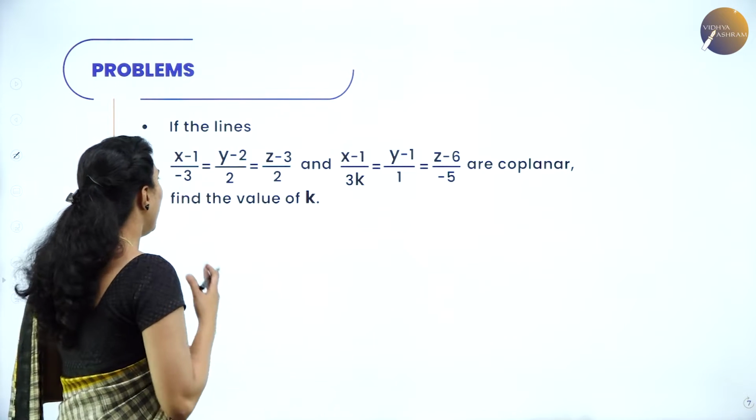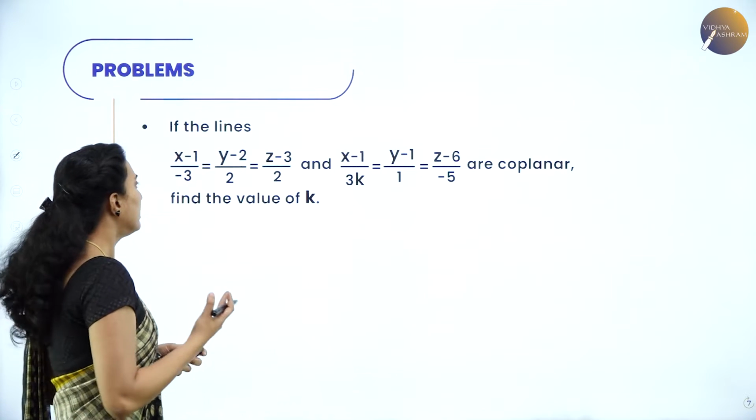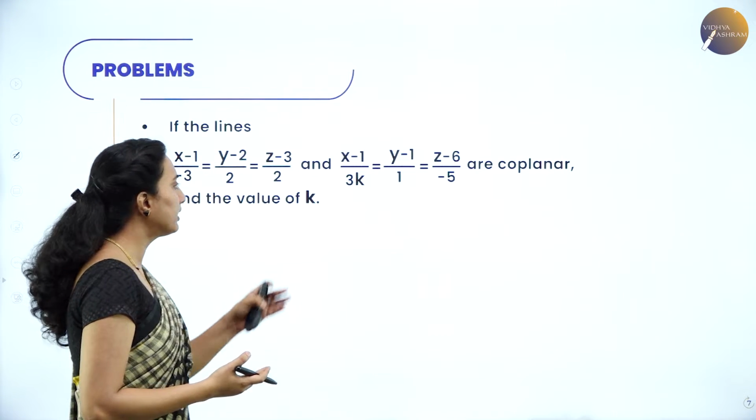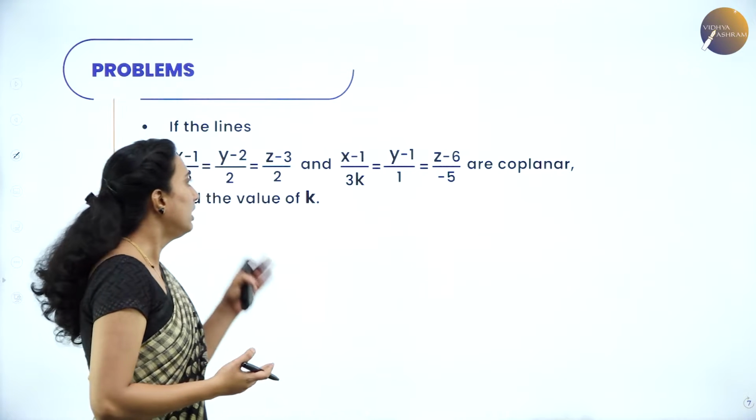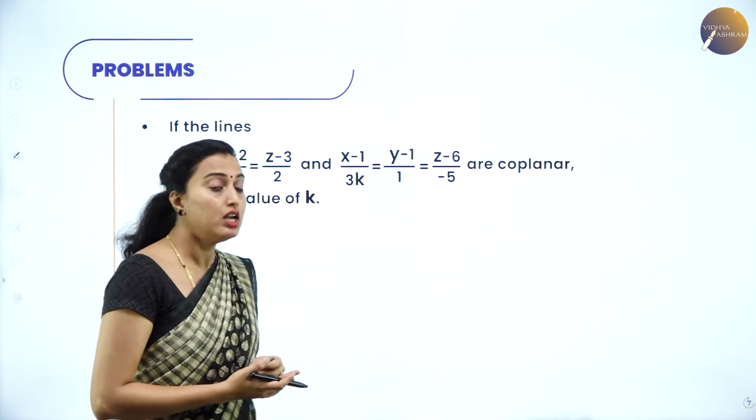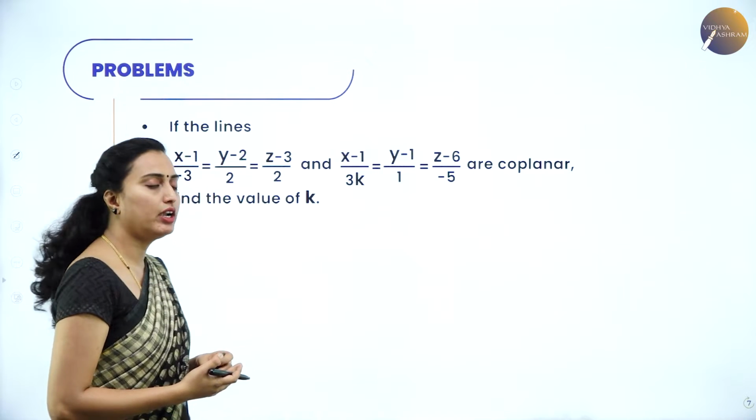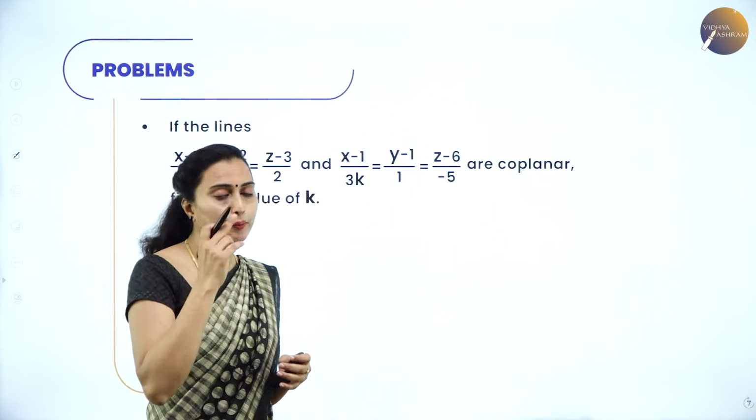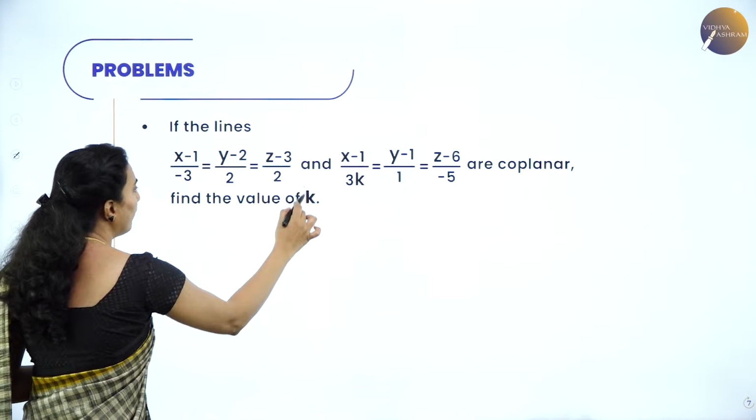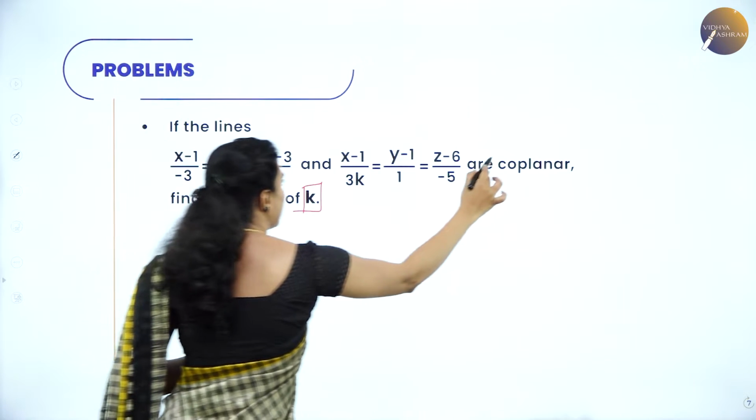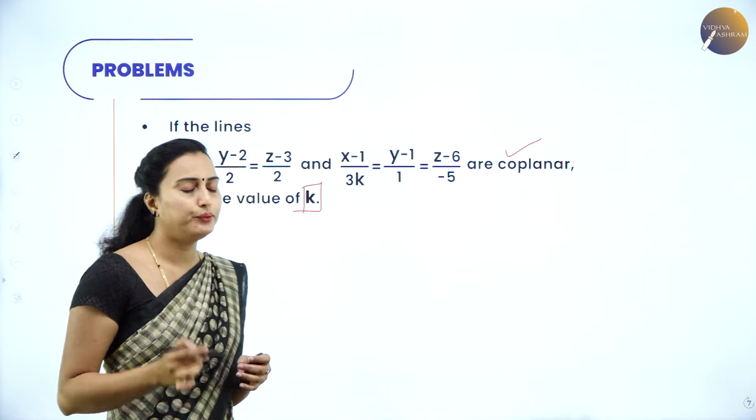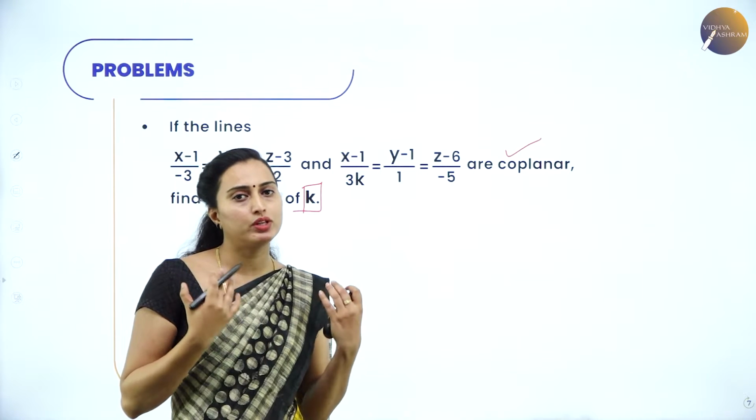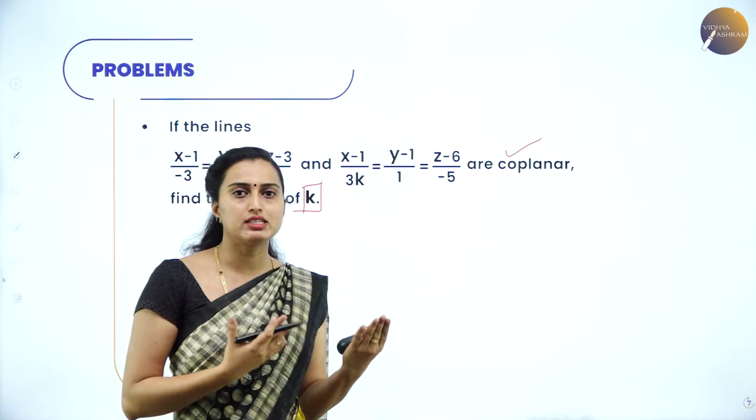What they've asked: if the lines (x minus 1) divided by minus 3 is equal to (y minus 2) divided by 2 is equal to (z minus 3) divided by 2, and (x minus 1) divided by 3k is equal to (y minus 1) divided by 1 equal to (z minus 6) divided by minus 5 are coplanar, find the value of k. Already they have given these lines are coplanar, so you need to find the value of k. Then I can take the determinant equal to 0 since the given lines are coplanar.